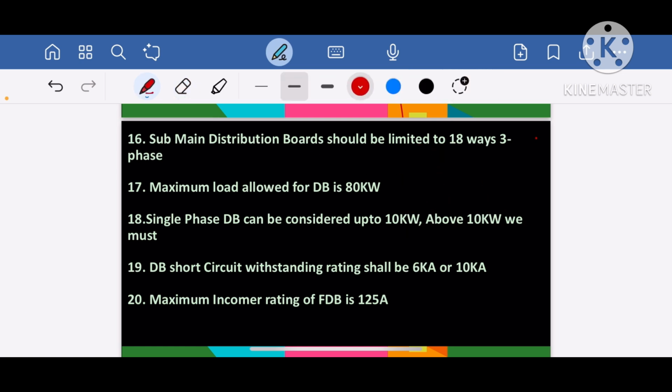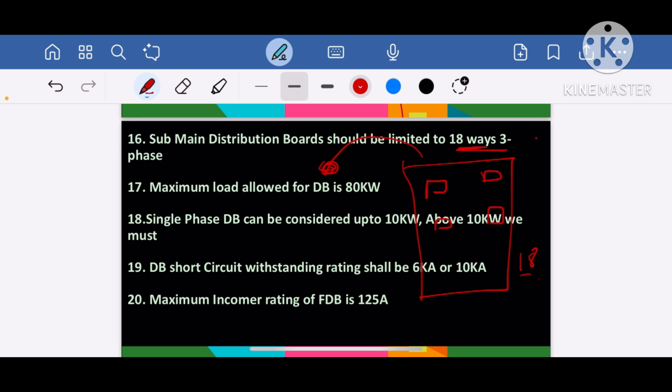Point number 16. Sub-main distribution board should be limited to 18-way 3-phase. What does it mean? Suppose I have an SMDB, then the maximum number of outgoings for one SMDB can be 18 only. If we have more loads, then we have to divide this load into 2 SMDBs. Hope you are clear now. But the maximum number of outgoings we can feed from one SMDB is 18 only for 3-phase.